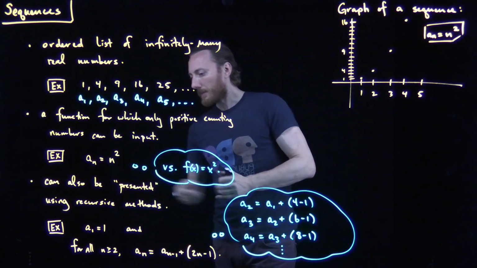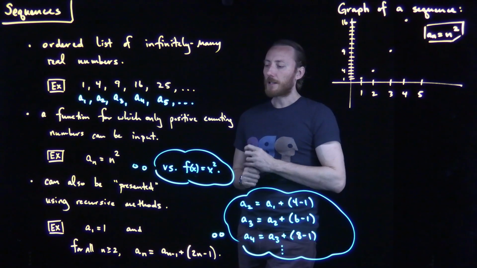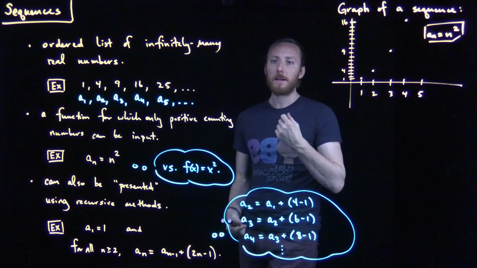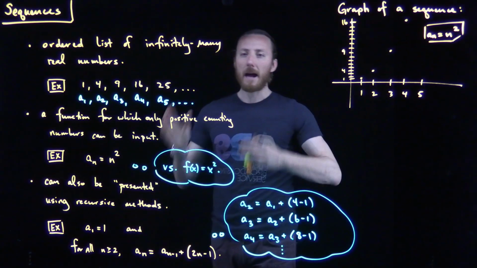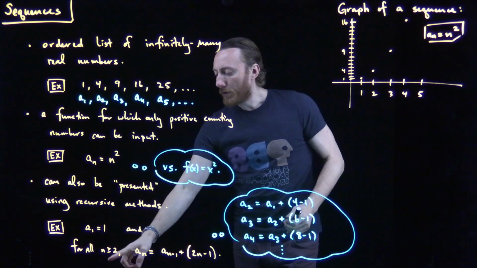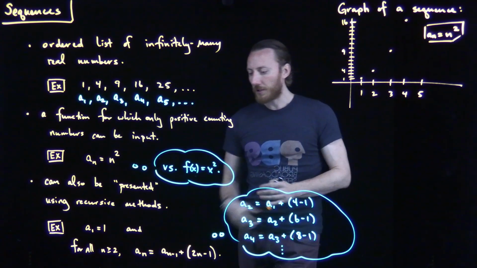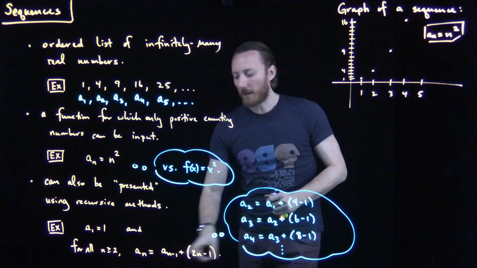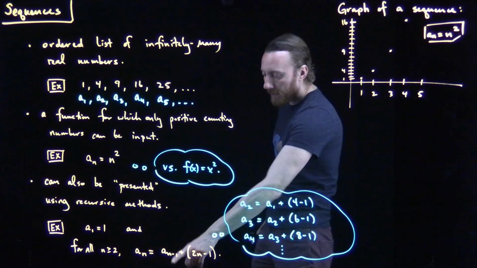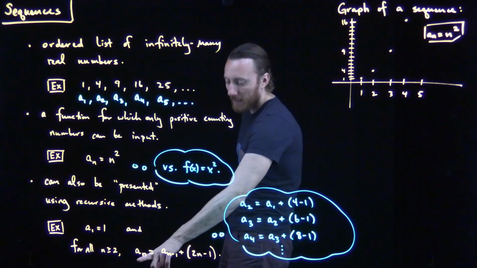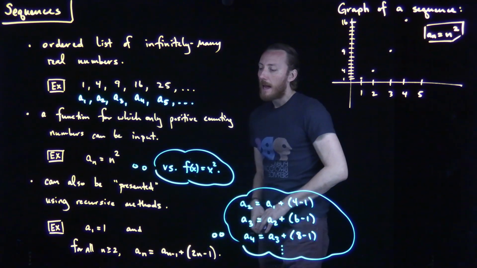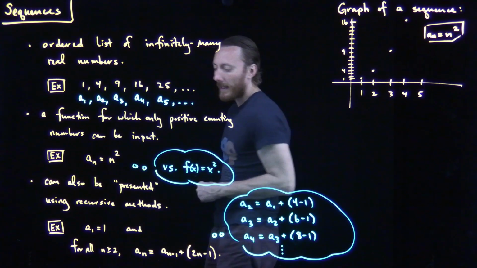Okay, we can also present sequences using recursive methods. Using recursive methods, this always reminds me of a for loop from computer science, where you establish a first object. So we establish our first object to be 1, and then for all objects n greater than or equal to 2, we establish a relationship between the next number and the previous. So a sub n minus 1 here is the previous number in our sequence, and the next number in the sequence is just the previous number plus 2n minus 1. And this relation holds for all n greater than or equal to 2.